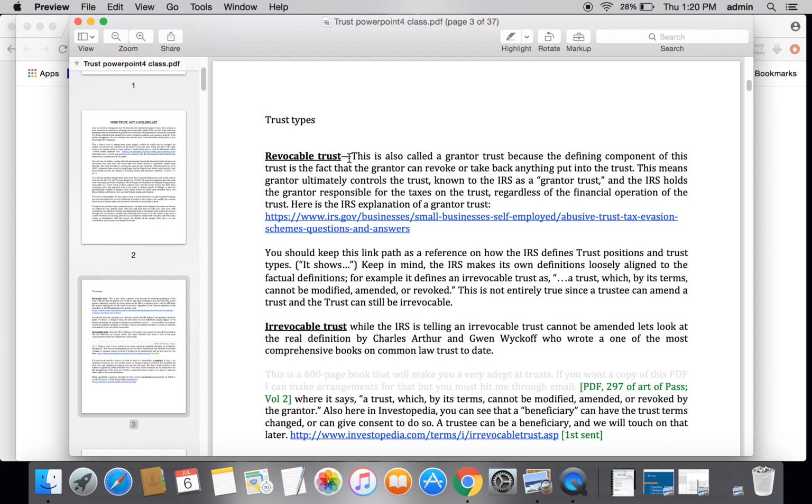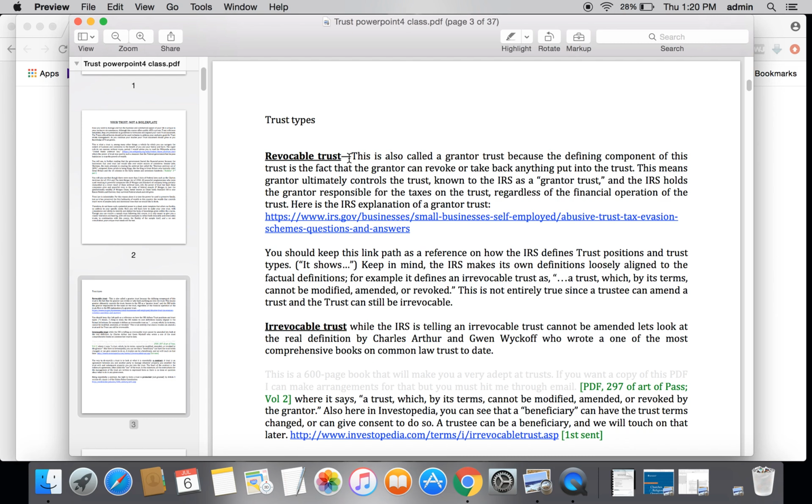This is also called a grantor trust because the defining component of this trust is the fact that the grantor can revoke or take back anything put into the trust. So a revocable trust is a trust where the grantor can add property to the trust and take property out of the trust. He controls what goes in and out of the trust, at what rate, etc. This means that the grantor ultimately controls the trust, known to the IRS as a grantor trust.